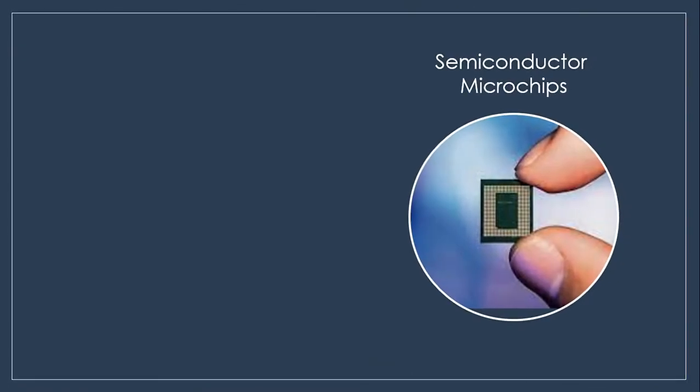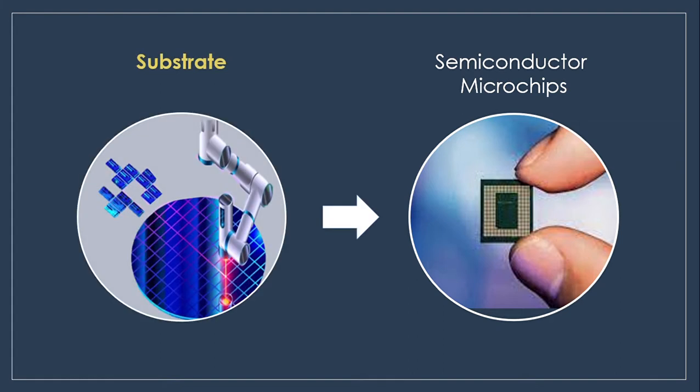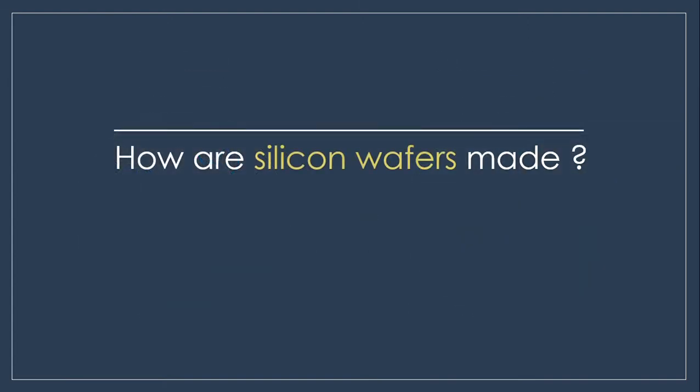Last week, we discussed microchips and their use in the semiconductor industry. In this video, we will focus on the silicon substrates from which these microchips are manufactured. These substrates are otherwise known as wafers. So how are these silicon wafers made?